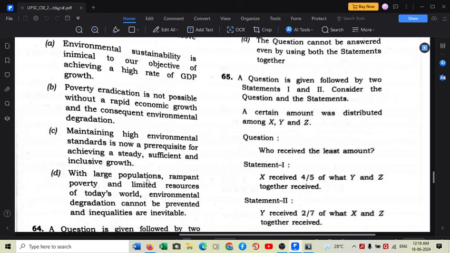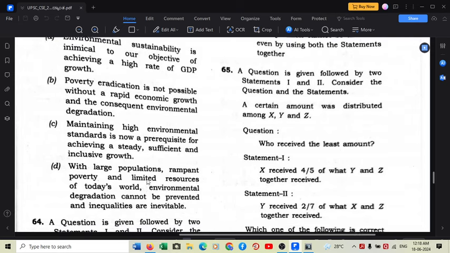Let us read statement D. With large populations, rampant poverty and limited resources of today's world, environmental degradation cannot be prevented and inequalities are inevitable. Again, a negative statement. This statement is focusing on the negativity of the world. Large population, more poverty, limited resources, it does not mean that we cannot prevent environmental degradation. We can definitely prevent environmental degradation by focusing on the environment and on an inclusive growth strategy. So option C is the right answer for question number 63.